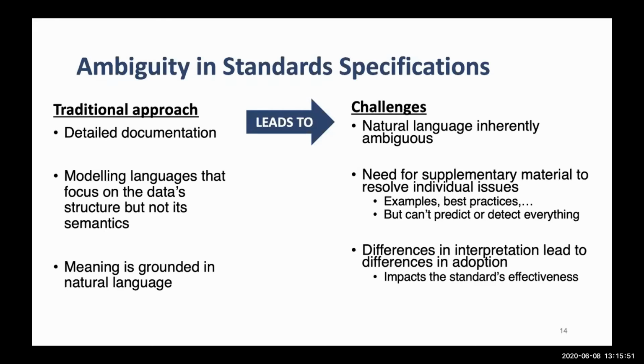And this ends up leading to challenges because natural language is inherently ambiguous; we can't get around that. What this means is that we later need supplementary material to resolve these individual issues as they arise, things like examples and best practices. The issue with that is that we can't predict or detect all possible ambiguities. So eventually we have differences in interpretation leading to differences in adoption, which will eventually impact the standard's effectiveness.